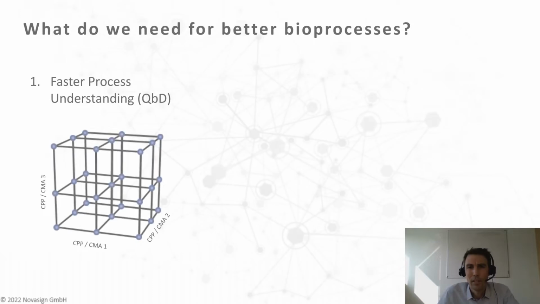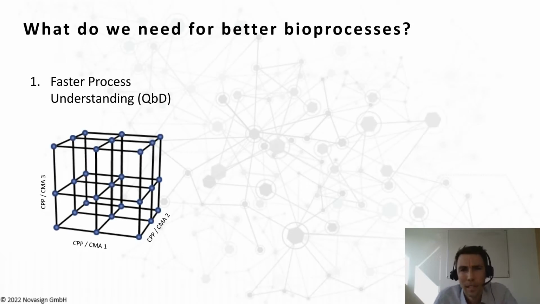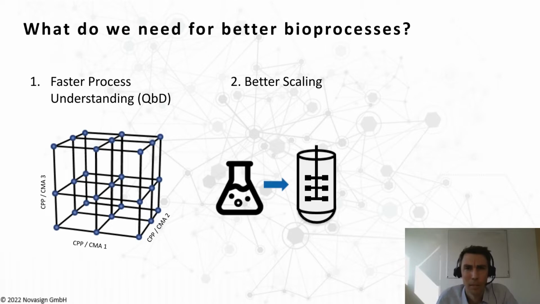Starting off, what do we need to have better bioprocesses? First of all, we have to understand our bioprocesses better. That means we have to describe them in a certain QbD approach, so that we better understand how input and output are connected. The second thing is that we need better process scaling. When you do process upscale, you often have the issue that whatever you develop in the smaller scale, the ideal set points do not hold true in the larger scale.